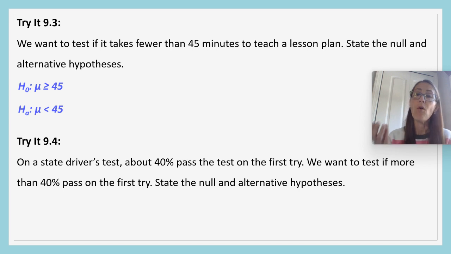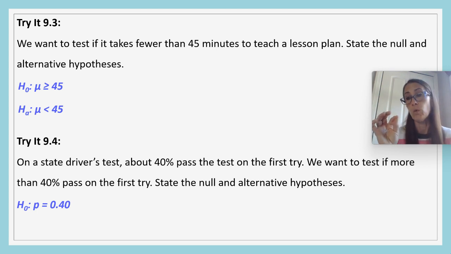So here it says about 40%. So that is kind of an equal to 40% statement. And we want to test if more than 40%. So again, the alternative hypothesis can't ever have an equal sign in it. So our alternative hypothesis is going to be greater than 40%, which makes our null, and like I said, about 40%, that's equal to.